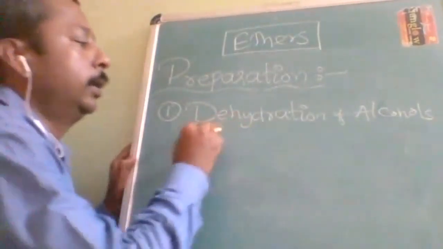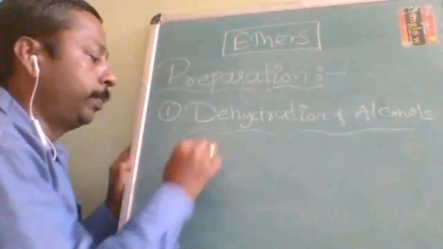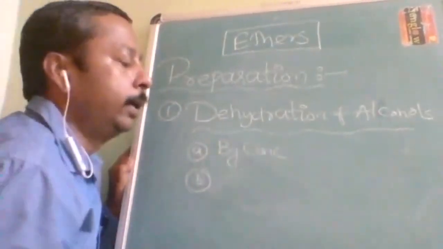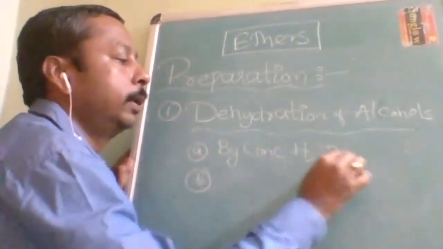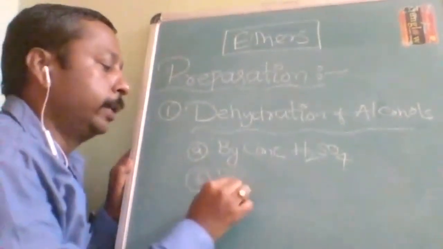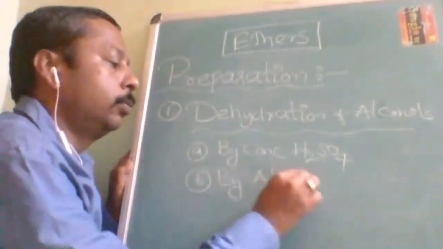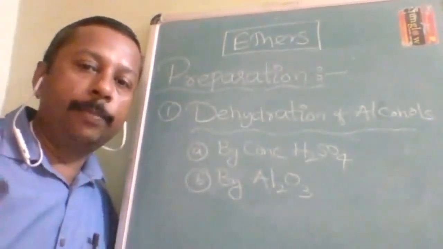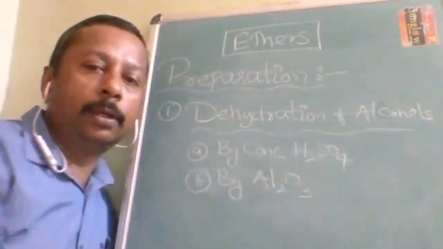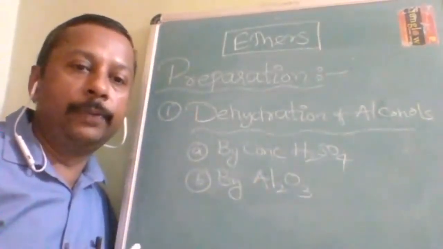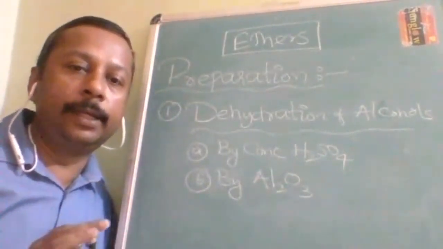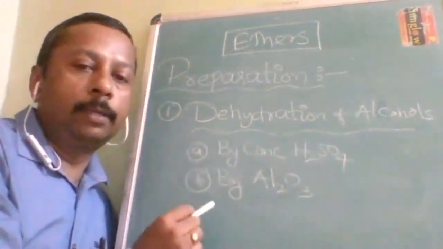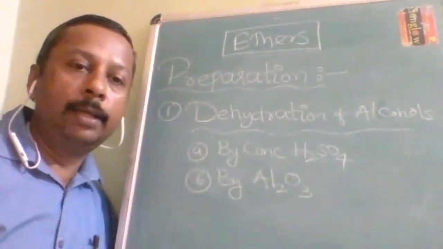Here again I am dividing this into two parts. In the first part I am going to take concentrated sulfuric acid as the dehydrating agent. In the second one I am going to use Al2O3. So there are two dehydrating agents I am going to use. My purpose is to eliminate water from alcohols only, and that process is done by two different reagents. By using concentrated sulfuric acid I can eliminate water, and by using Al2O3 also I can eliminate water.